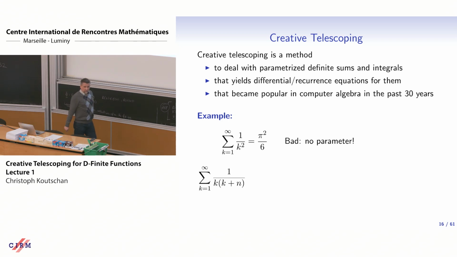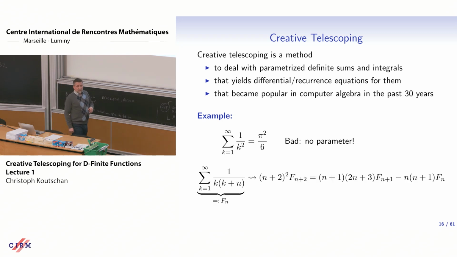So let's introduce a parameter. I take the same sum, and in the denominator, I introduce the n. Then this is something you can deal with. And also this is a classic sum that can be written in closed form using the gamma function. But as I said, you should not expect to automatically get this answer from creative telescoping. Instead, what creative telescoping gives you is such a recurrence equation for the sum, not the closed form. So here, a second order recurrence. And if your software has a good recurrence solver, maybe you then can get this closed form as a solution to this recurrence.